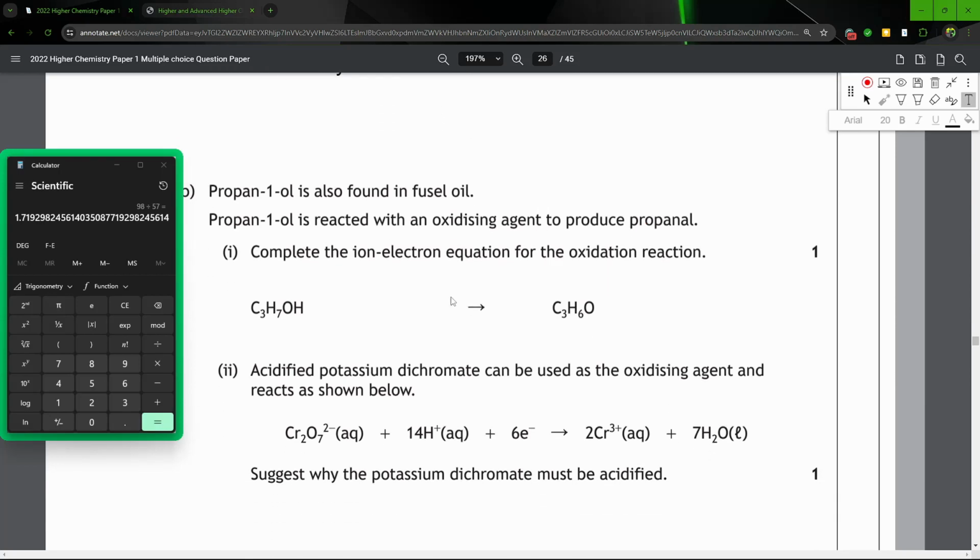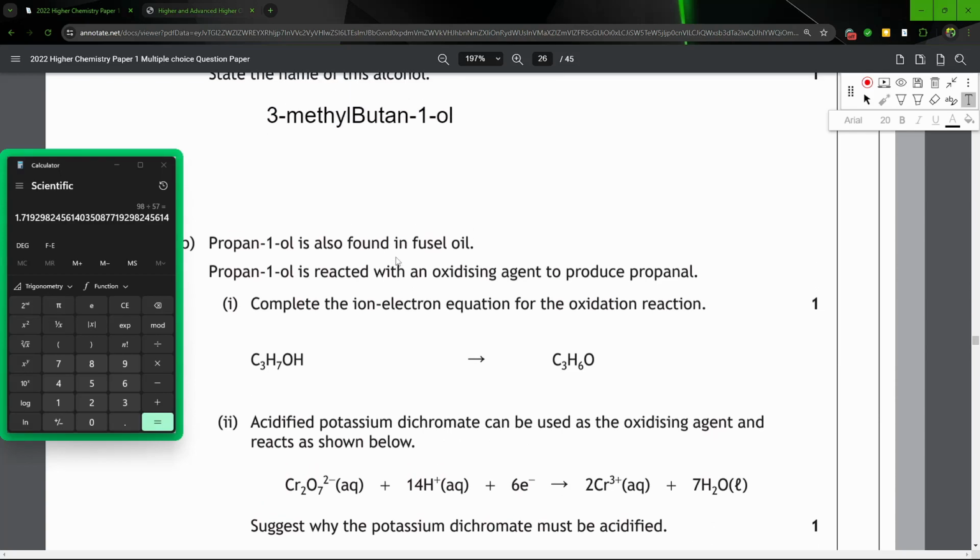There we go. Propan-1-ol is also found in fusel oil. Propan-1-ol is reacted with an oxidizing agent to produce propanal. Can you complete the ion-electron equation for this oxidation reaction?